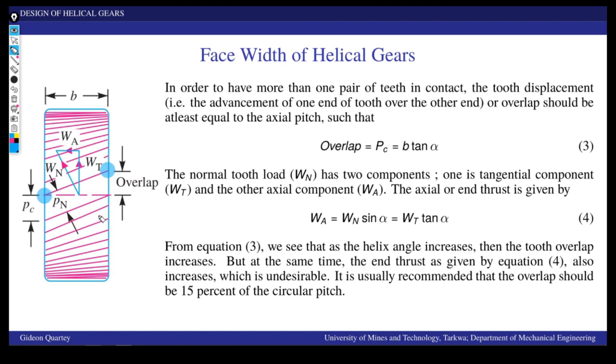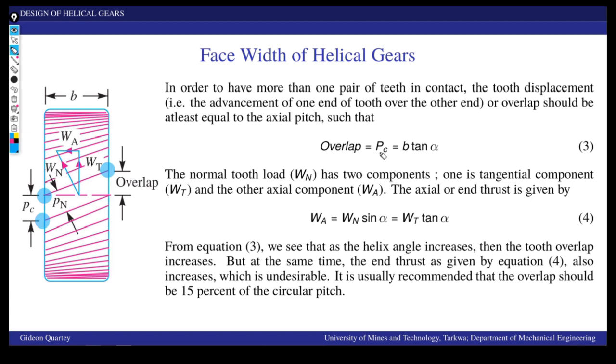And this statement is saying that in order to have more than one pair of teeth in contact, the tooth displacement or the overlap should be at least equal to the axial pitch, or the circular pitch. And the circular pitch is the distance between the adjacent teeth, from this point here to that point. So it should be at least equal to that value. It could be more than that, but the minimum is PC.